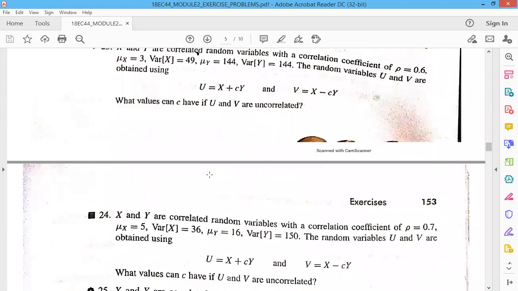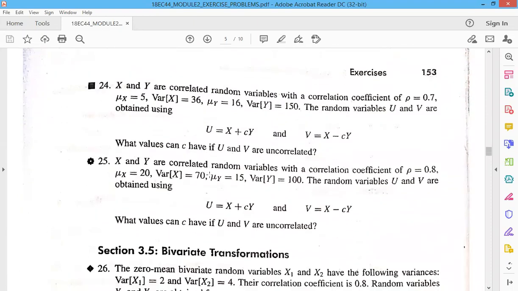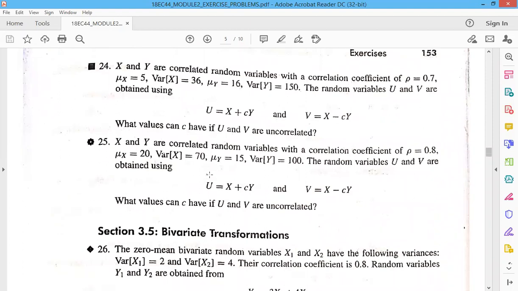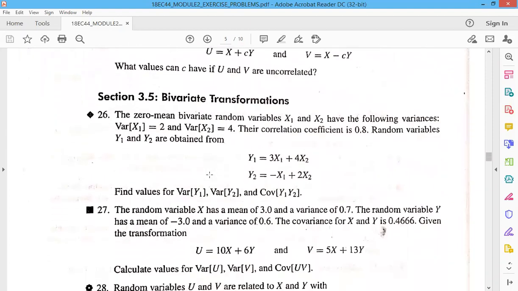Similarly, you can solve problem number 24 and 25. Take problems 24 and 25 as an assignment question. Next we'll move on to the next topic, bivariate transformation.